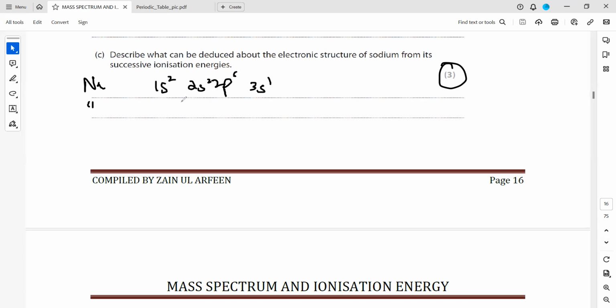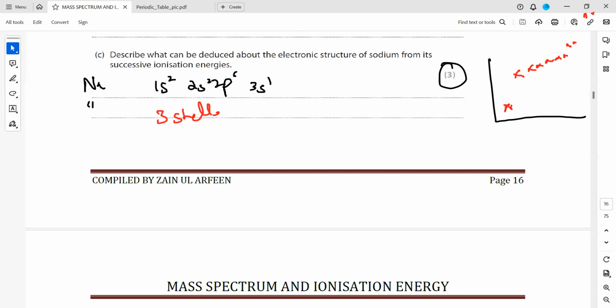So from the successive ionization energies, we can deduce that it will have 3 shells, because in the graph of ionization energy against the number of electrons removed, the first ionization energy will be lower, and the second will have a greater gap. So from the successive ionization energies, we can deduce that it has 3 shells. That is 1 mark. And the second mark is for writing a configuration.